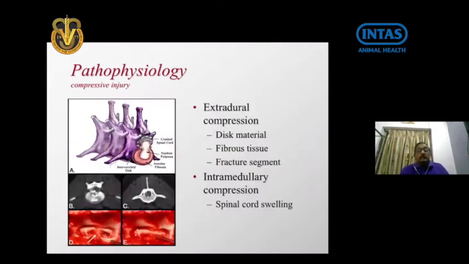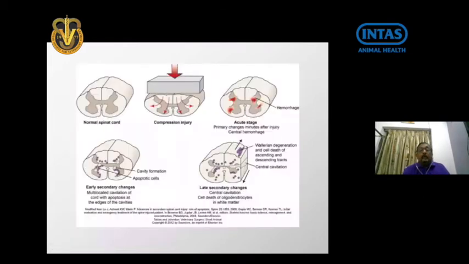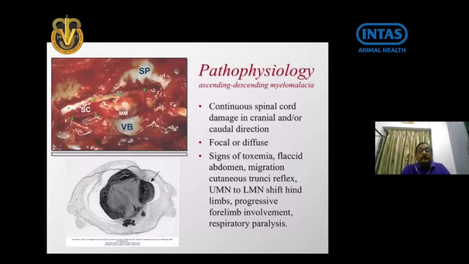Just to tell you, we have already seen this. Spinal cord compression can be extradural, that is above the dura, such as a disc or a fracture, or intramedullary, within the medullary cavity, probably a tumor. This is what happens: you get hypertension followed by hypotension, and then apoptotic changes. Worst case scenario, your spinal cord is so irreversibly damaged that it goes.